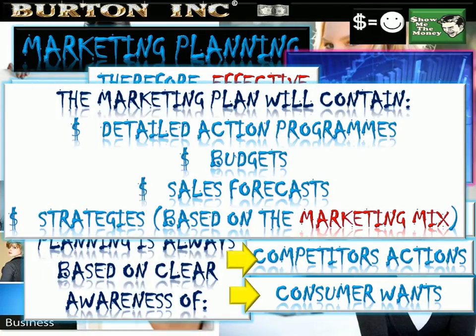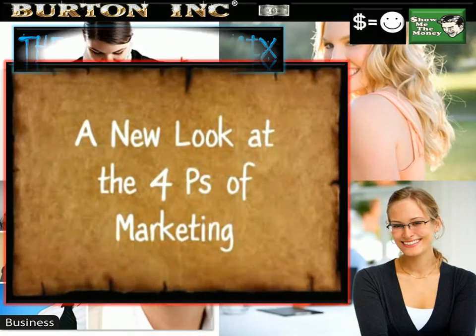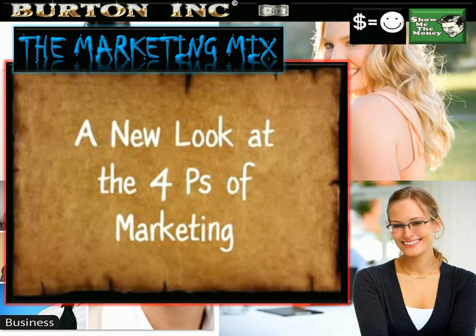The marketing mix: the key decisions that must be taken in the effective marketing of the product. So we have the four P's: product, price, promotion, and place. Okay, the marketing mix is a nice, simple, easy to remember mnemonic. Four P's: product, price, promotion, and place. Very easy to remember, but it perhaps simplifies some trickier concepts.